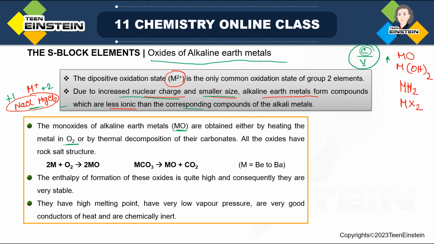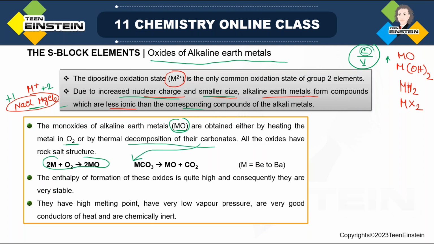So again it is mentioned here, this is the general formula for the oxide, made by directly heating the metal in oxygen. So this is the method. But this is not the only method. You can also do some thermal decomposition of their carbonate.